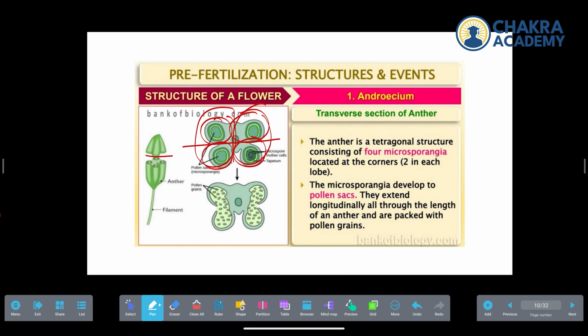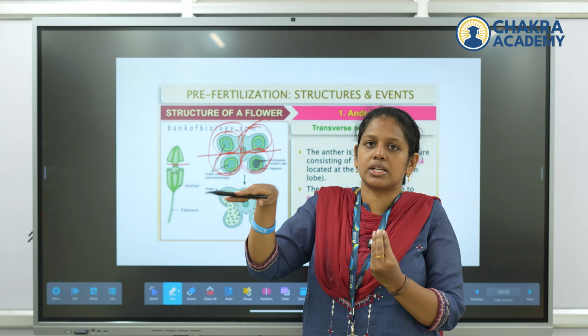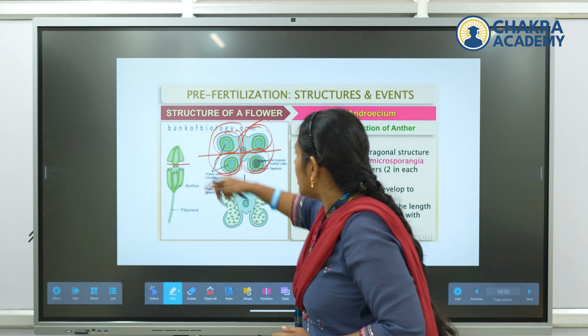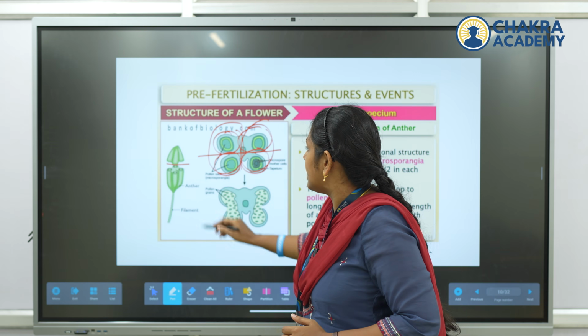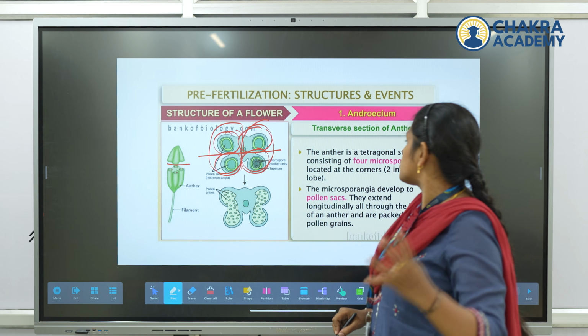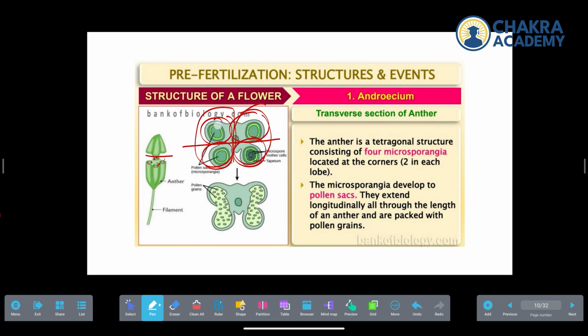In this picture, if we cut open the anther like this, it is known as a transverse section. If we cut open like this, it is known as a longitudinal section. If we cut into a transverse section, it contains 1, 2, 3, 4. Hence it is 4. Each one is known as a microsporangium. So 4 microsporangia are present in the anther.